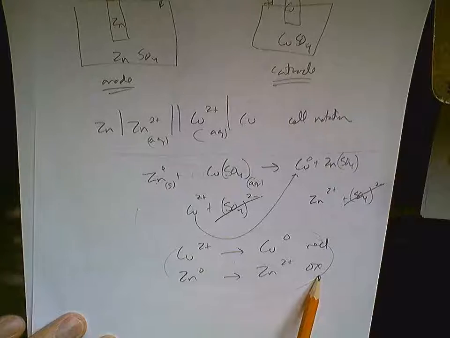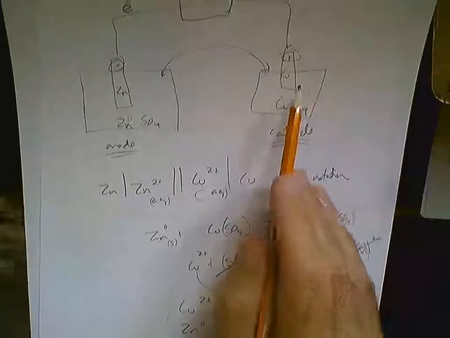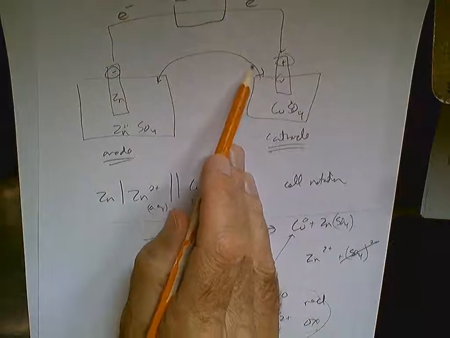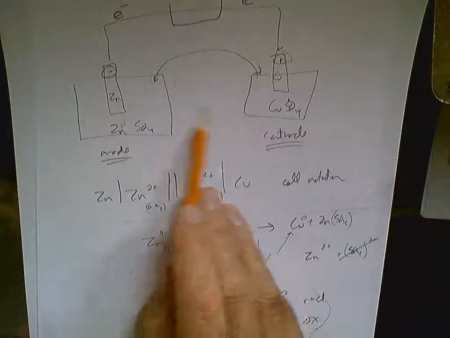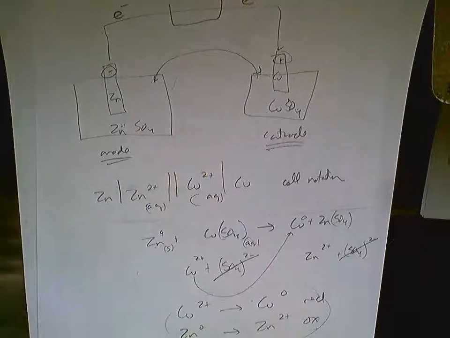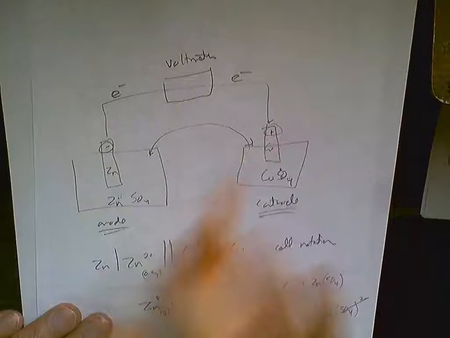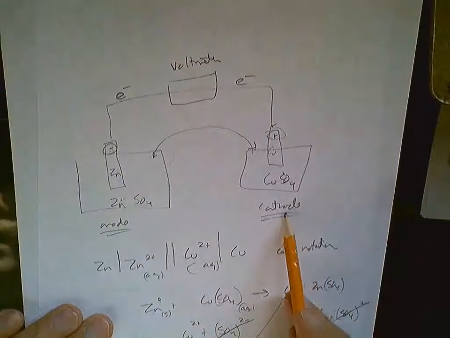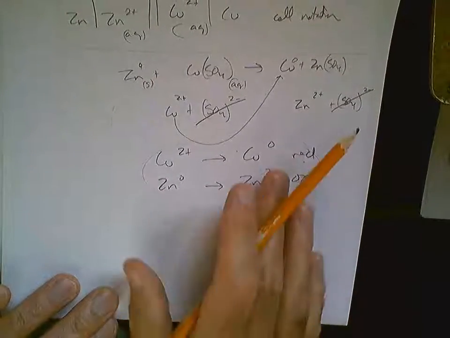Whatever is being oxidized is written on the left. Whatever is being reduced is written on the right. They show a porous barrier in the content. I show what's called a salt bridge. So we have to have ions or charged particles going back and forth to balance the charges. But this is what it looks like. All the electrons flow towards your cathode, or whatever is being reduced.